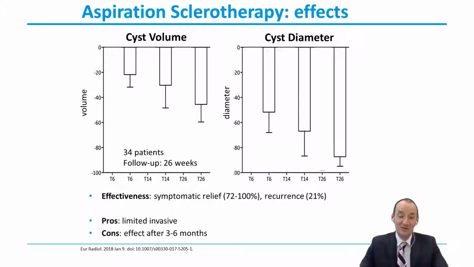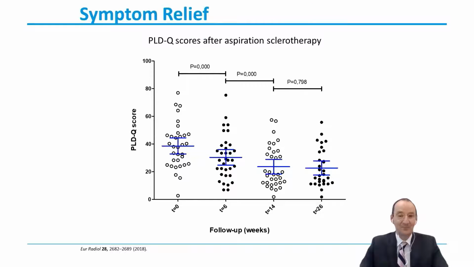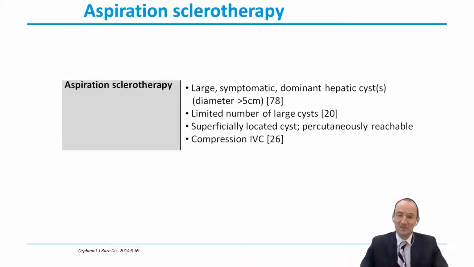It's limited in invasiveness, and the disadvantage is that it takes time to have its full effect. Patients will gradually find an improvement in symptoms. And here you can see a disease-specific score, the PLDQ, which is lowering step by step after weeks after aspiration sclerotherapy. So in the end, aspiration sclerotherapy is a good therapy for large symptomatic dominant cysts, where you have a limited number of large cysts.